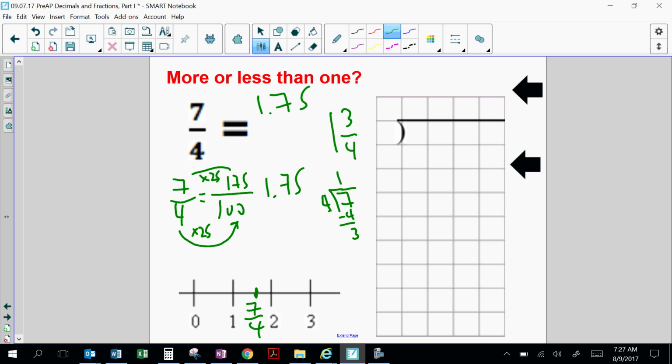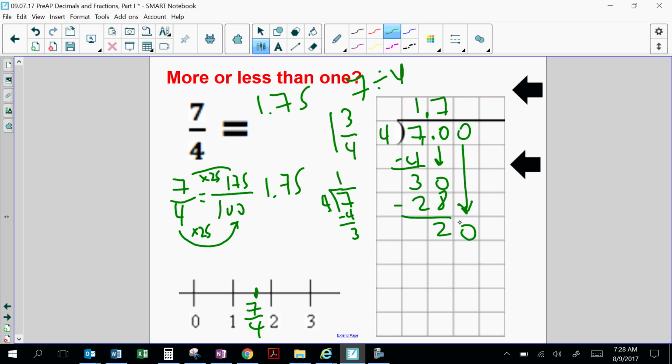And if you don't want to do it that way, that's why math has so many different ways of doing it. You may use place value of 100. You may turn this into a mixed number. Or you can just divide 7 divided by 4. 4 goes in 7 1 time. Remainder is 3. How can I get rid of this remainder? Annex a 0. Bring it down. How many groups of 4 go in 30? 7 groups. 2 is left over. Annex a 0. How many groups of 4 go in 20? 5. So that's where I get 175 hundredths.